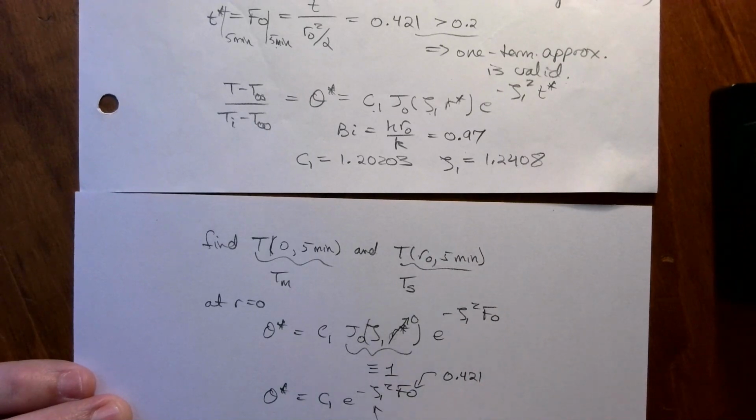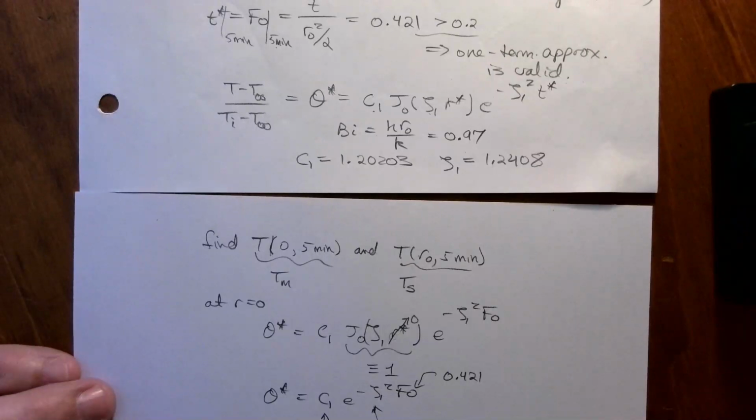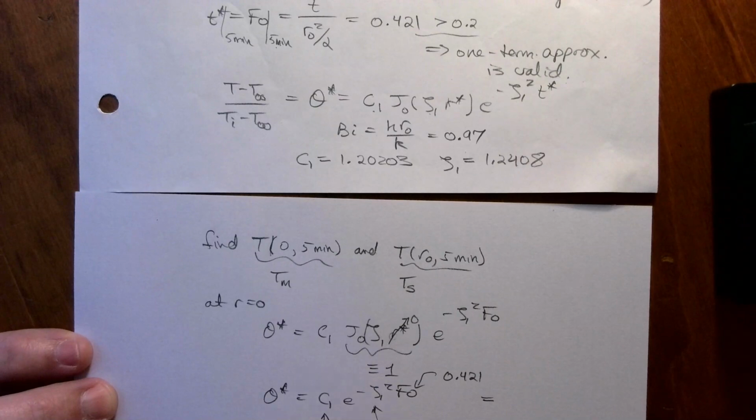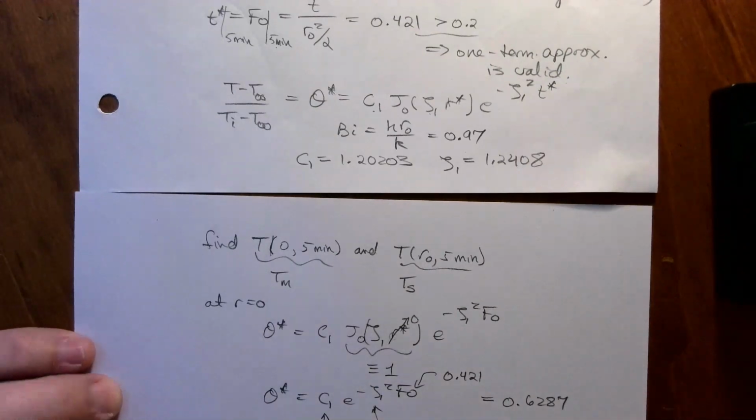That zeta 1 that shows up here, what's our value for zeta 1? 1.2408. And that C1 is 1.20203. So we can substitute and solve this. This will be a dimensionless answer, and theta star comes out to equal 0.6287.